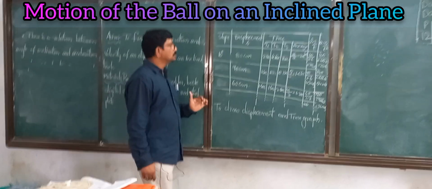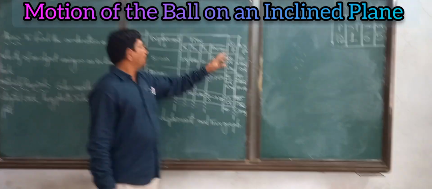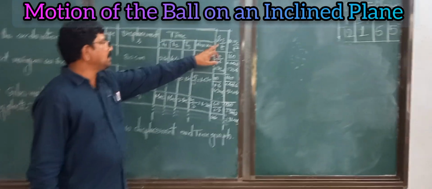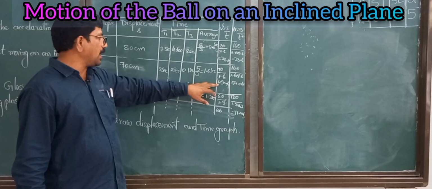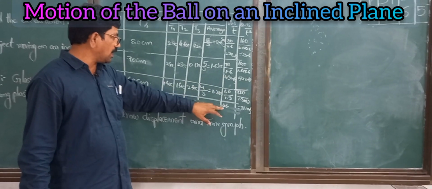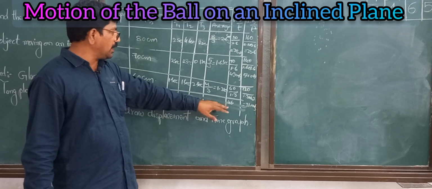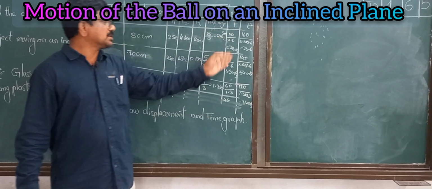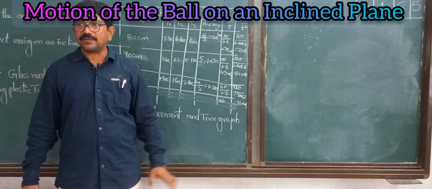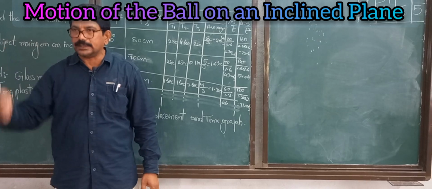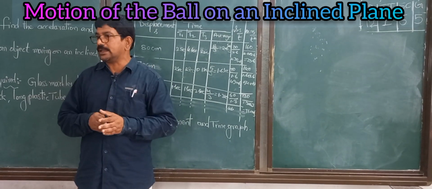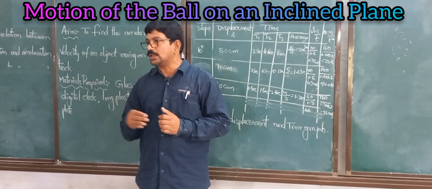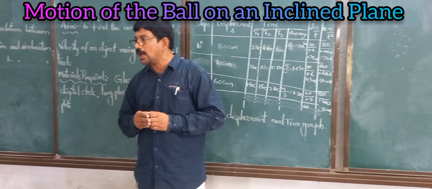Now listen to me. When we calculate velocity of the marble, observe this one. Here it is 30 meters per second, here it is 43 meters per second, here it is 46 meters per second. If you observe this carefully, the velocity of the marble goes on increasing, and the angle of inclination increases. As the inclination increases, what happens? The velocity also increases.